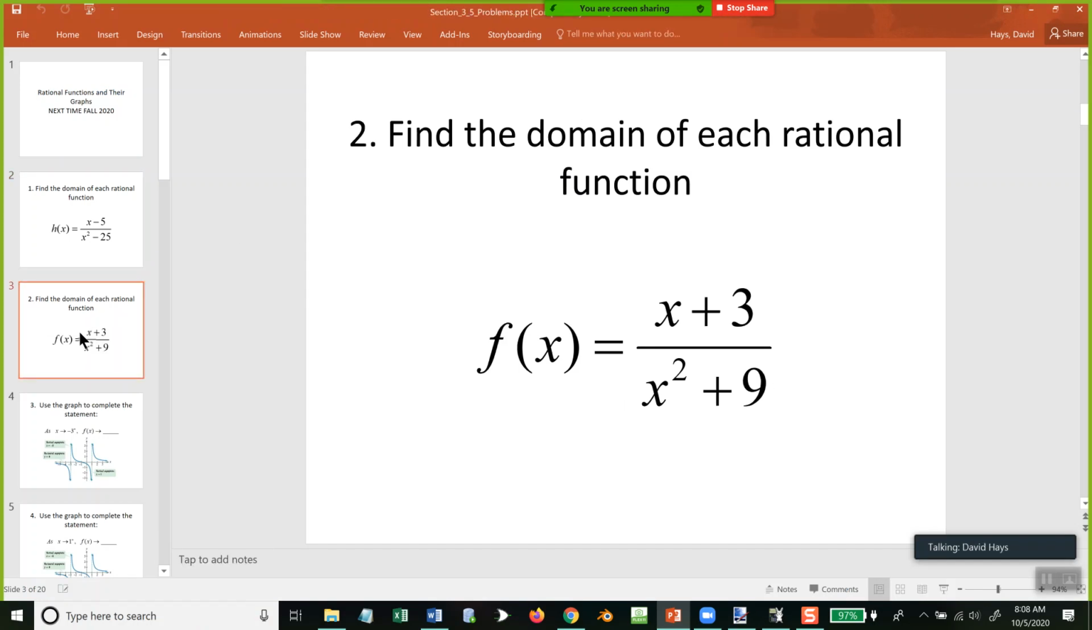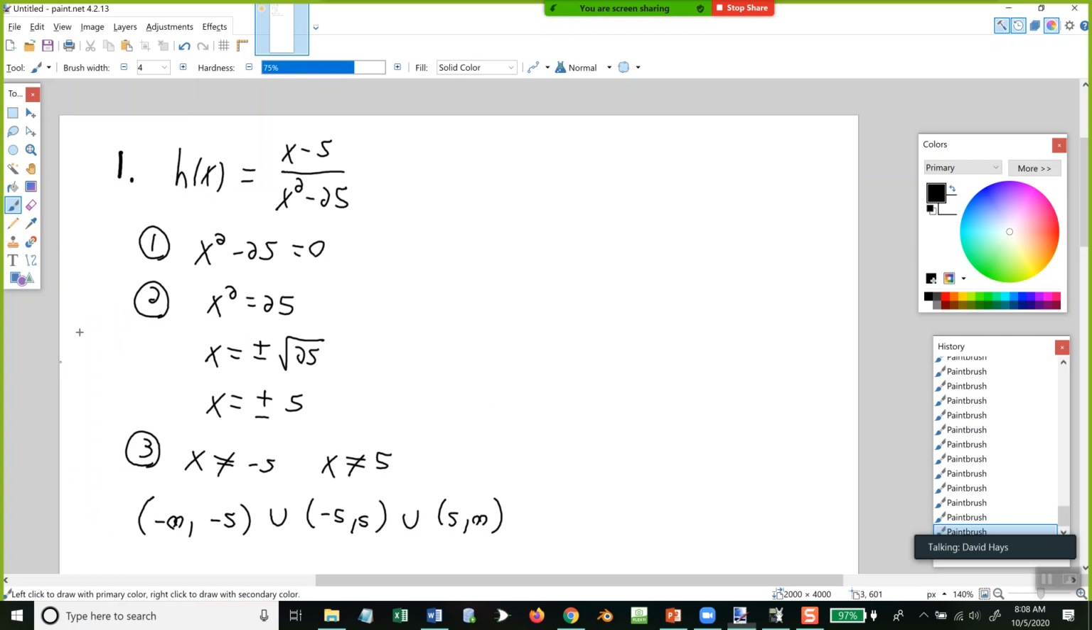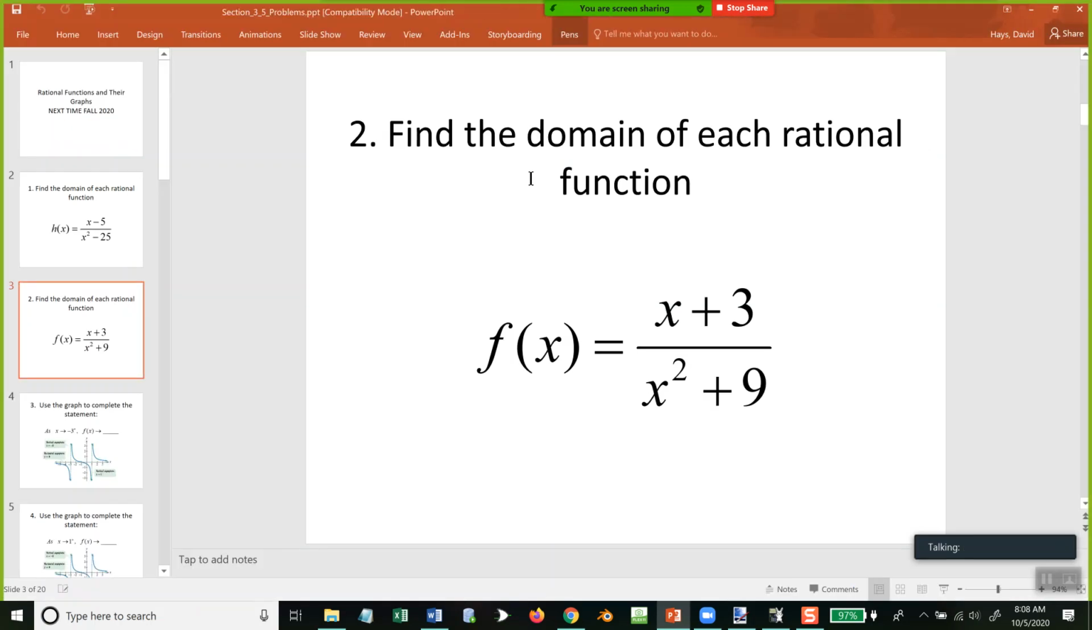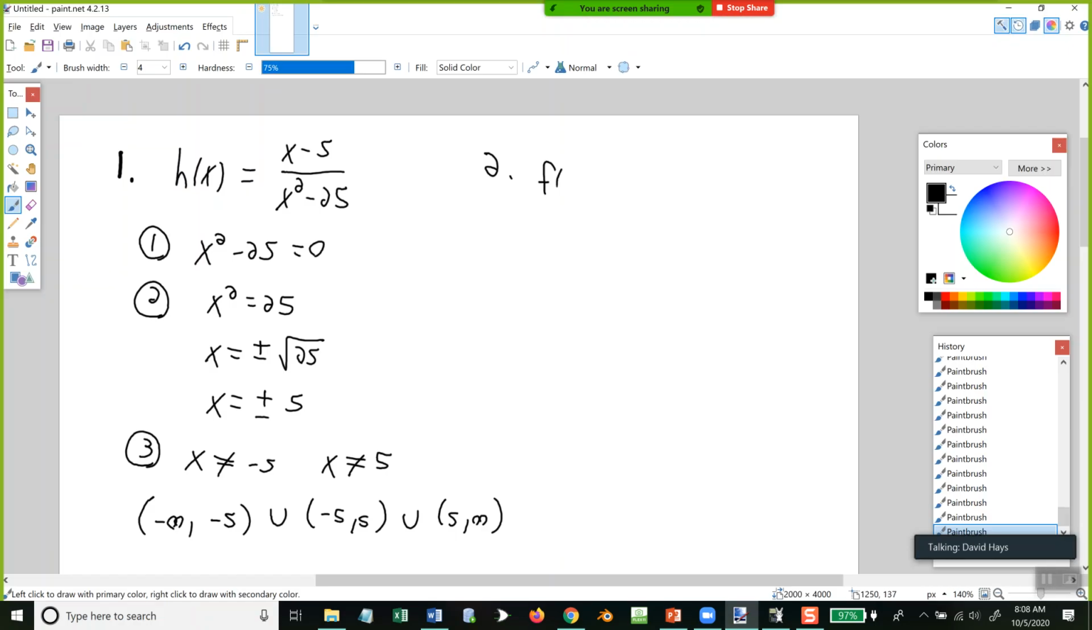Let's take a look at another one of those. Got f of x equals x plus 3 over x squared plus 9. Same instructions.